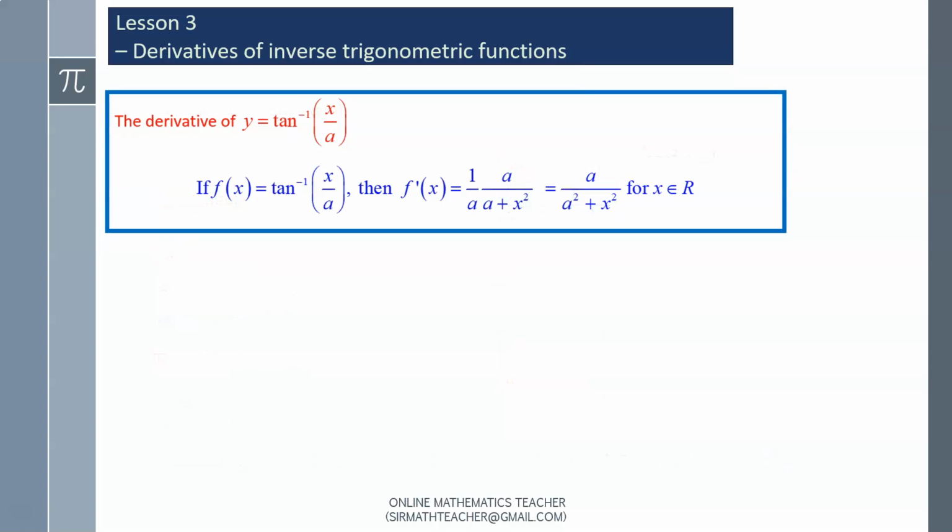The derivative of inverse tan of x over a equals a over a squared plus x squared. x is any real number. Here, you just got a little proof.